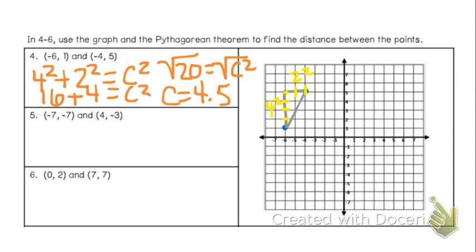Okay, so let's look at number 5. Go ahead and plot your points for number 5. The points you have are -7, 7. There's point A. And then we have 4 and -3. So that can be point B. So we're going to draw a straight line up to point B, and then across, and then we're going to draw our diagonal.